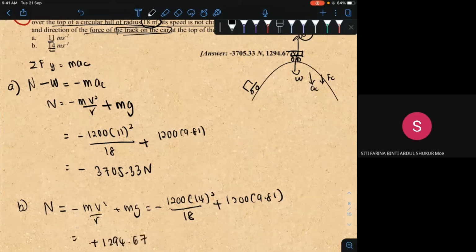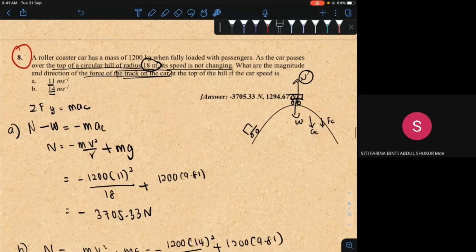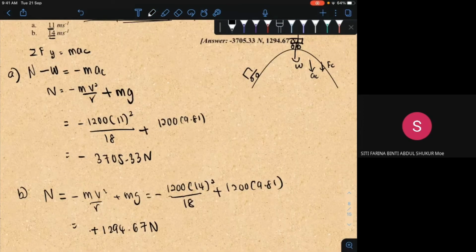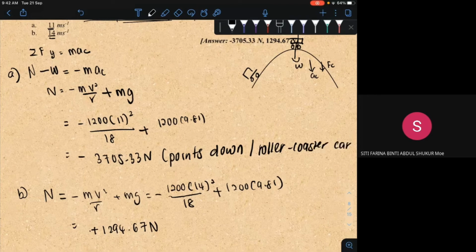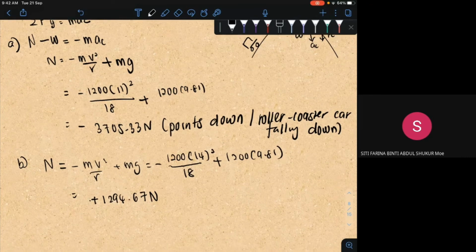Okay, since memang soalan pun cakap pasal magnitude and also direction, sepatutnya dekat sini awak kena tulis points downward sebab awak dapat negatif ke bawah, points down ataupun roller coaster car falling down. Sebab velocity ini tak capai that minimum velocity required for it to successfully make that circular motion. Tak mencukupi. Dekat sini tak ada masalah. Dekat sini kita dapat positif, maksudnya kereta kita tidak akan terjatuh.